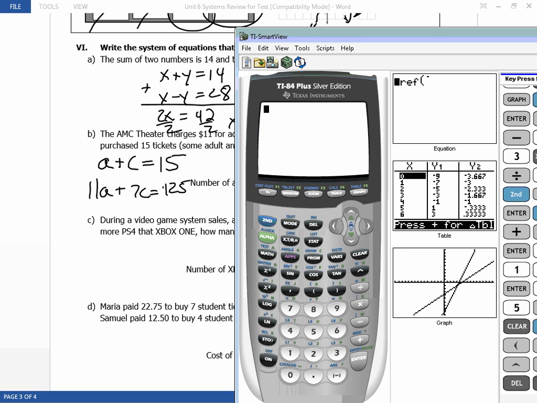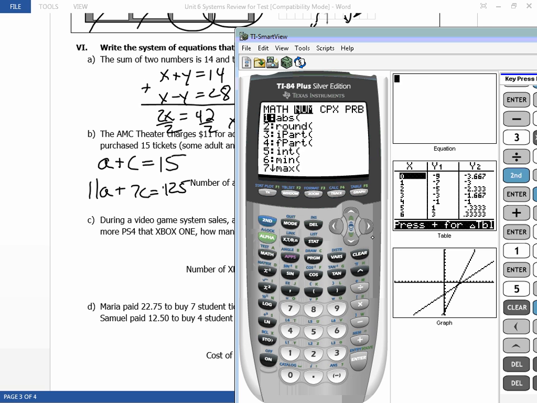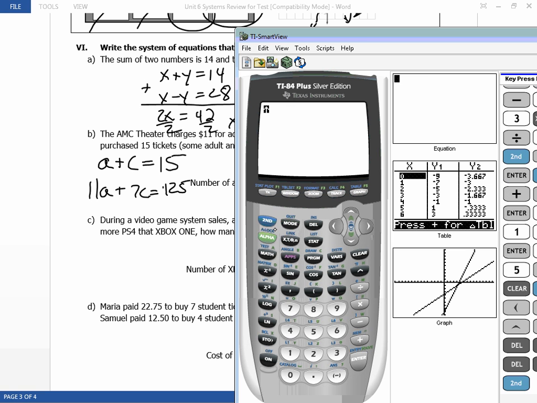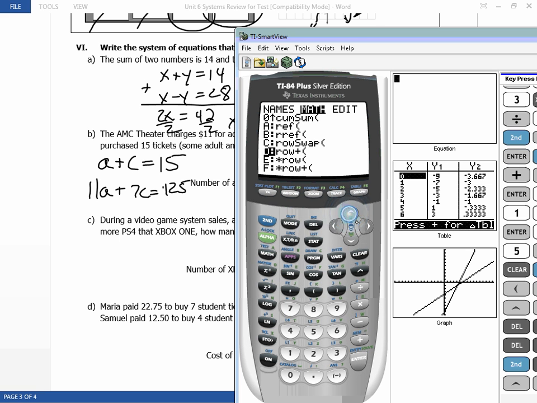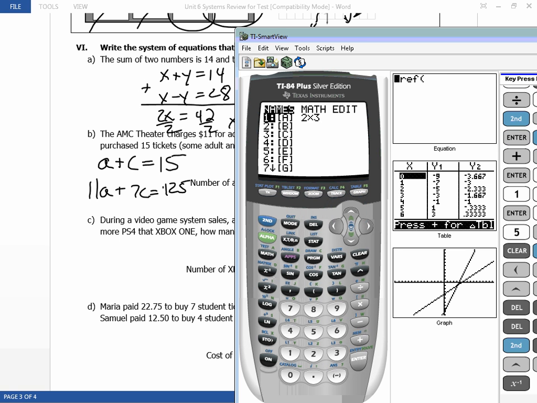Messed it up, so we'll start over. We do the math, number, sorry, matrix, math, Spanish ref, and then we go to matrix A.